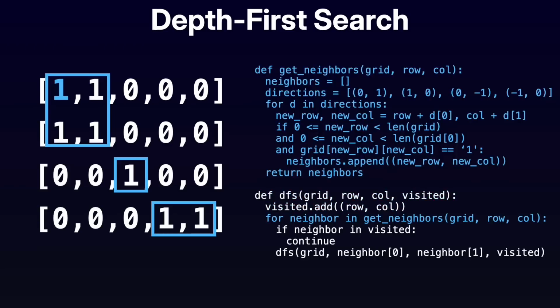During the DFS, we mark each visited cell by changing its value to 0 to ensure we don't count it again. Once all connected cells for that island are visited, we increment the island count and continue searching the rest of the grid. This process ensures that we explore each island once and count it correctly. By the end, the total number of initializing DFS calls we make, not including the recursive calls, equals the number of islands.